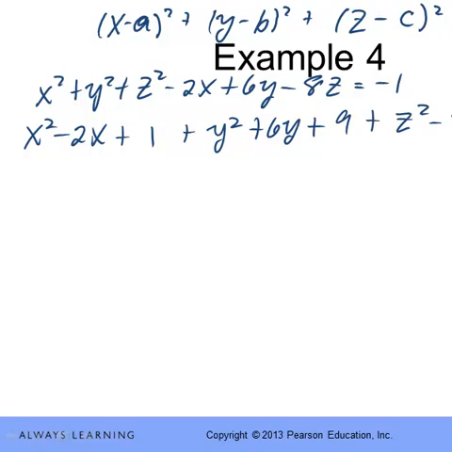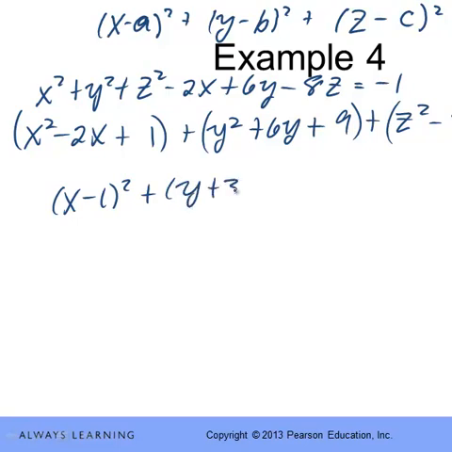All right, so now we can factor each one of these expressions. So for the x's, we have x minus 1 squared plus then y plus 3 squared plus z minus 4 squared. And what goes on the right-hand side here? Yep, 27. It should be 25. 25? Yeah, it's 25. Yep.